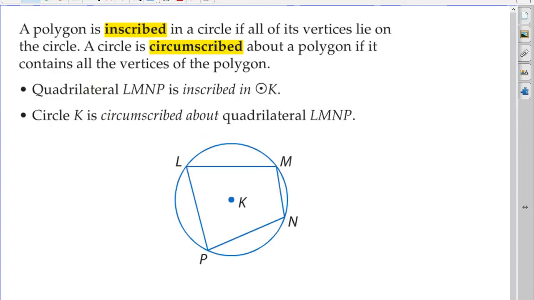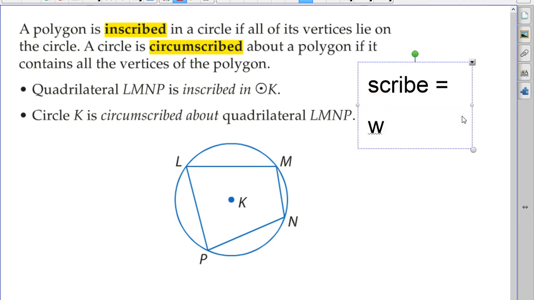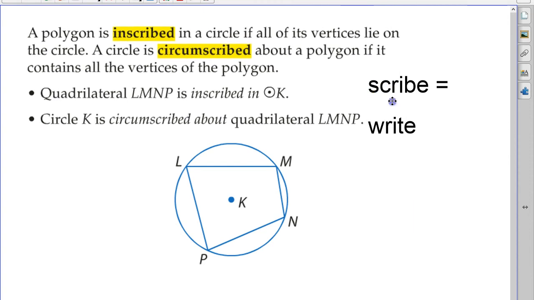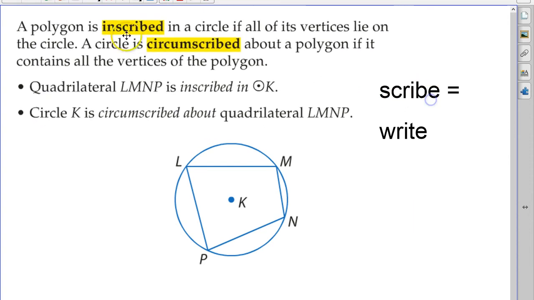Okay. So a couple more definitions: inscribed and circumscribed. Scribe means to write. That's all scribe means. So a little word for you today. Scribe equals to write. Okay. So in that case, I'm saying inscribed. That means write inside. It means to put it inside, written inside, however you want to think of it.